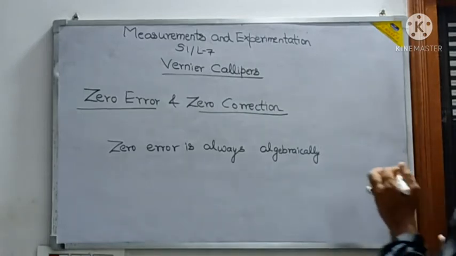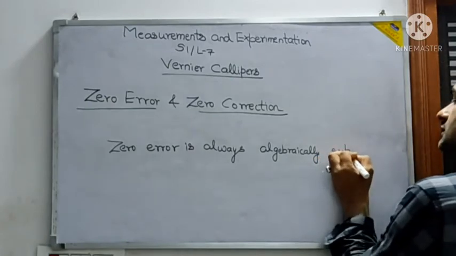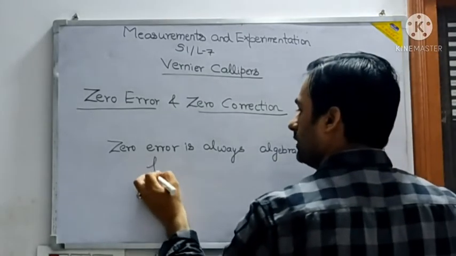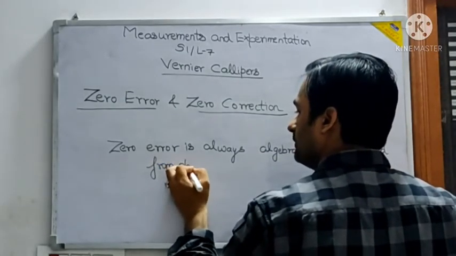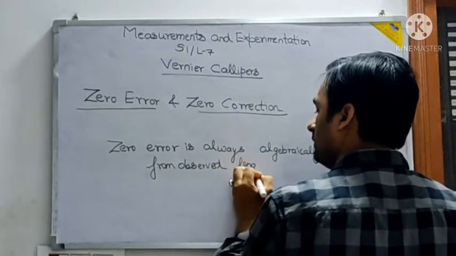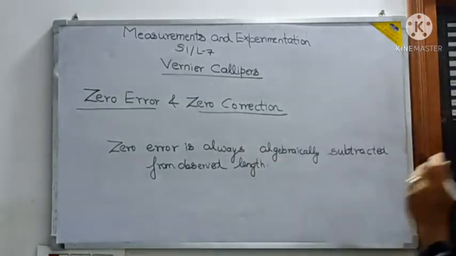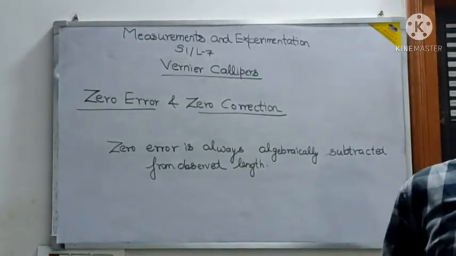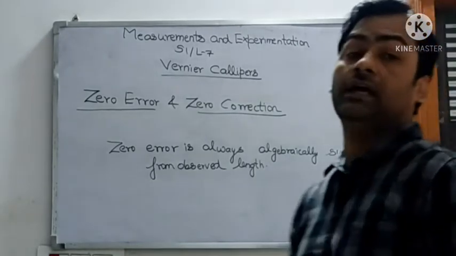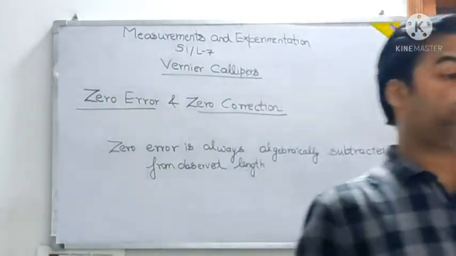Algebraically subtracted from observed length. So whatever observed length you are getting, you also always subtract that. Okay then. Now, but don't forget, it is saying algebraically subtracted.